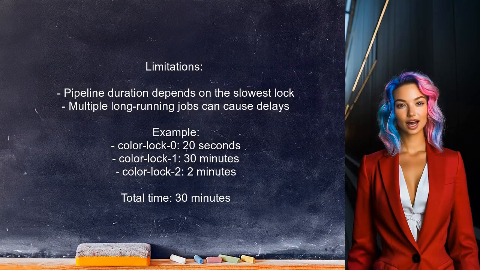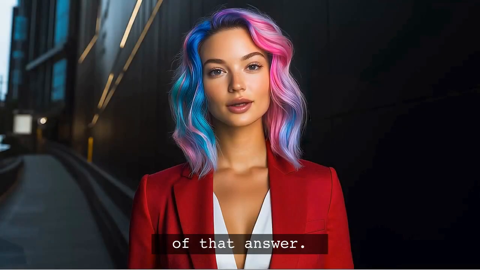However, this method has limitations. The overall pipeline duration will depend on the slowest job competing for a lock. If multiple long-running jobs are queued for the same lock, it could significantly delay the pipeline compared to a true semaphore. That's the end of that answer.